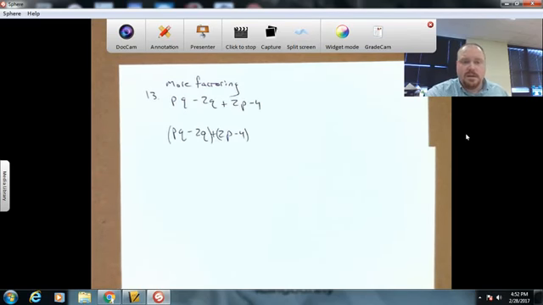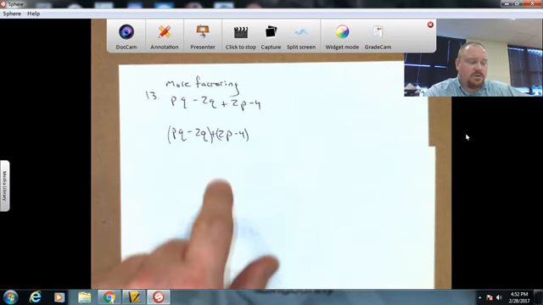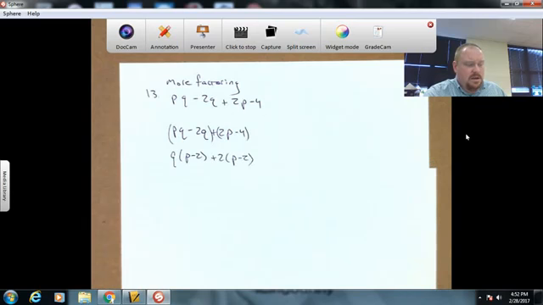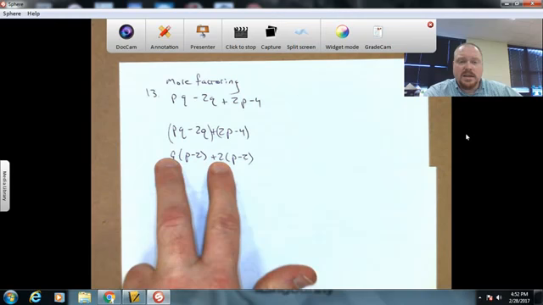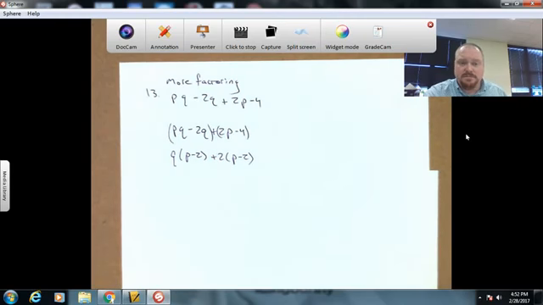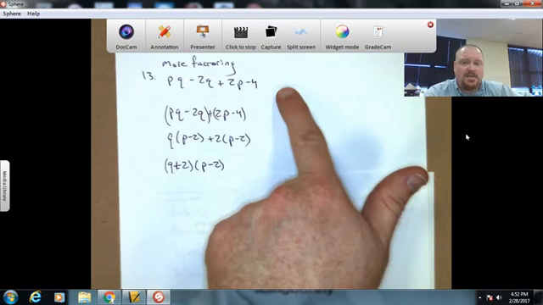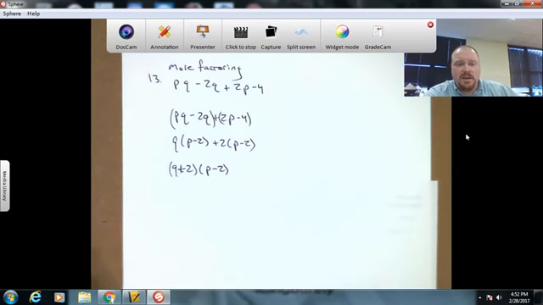Now I could take out a Q from the first group. I could take out a 2 from the second group. And I have groups that are the same, so I get Q plus 2 on the outside. So that's my second group. I have Q plus 2 and P minus 2. I cannot solve this because I do not have an equals sign up here. And plus I have 2 separate variables, so I can't solve this. But it is factored.